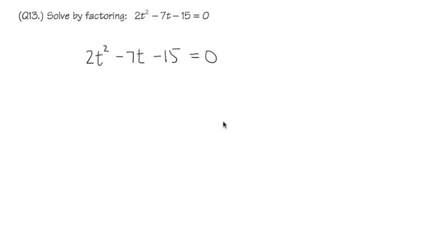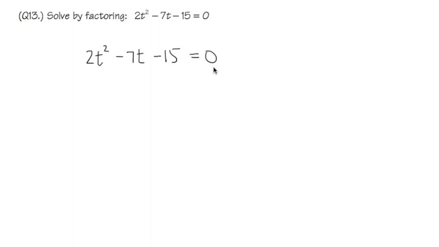Alright, this is the question that I like the most on this practice test. We are going to solve this equation by factoring. And here you see that we have t to the second power. This is a quadratic equation. We also have learned the quadratic formula and the completing the square technique for this, but let's try it with factoring.